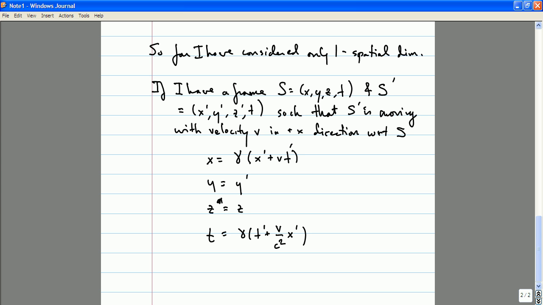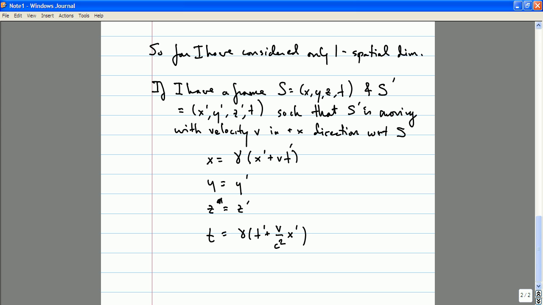Sorry, I dropped a prime there. So in the case where we have a relative velocity between the two frames in the x direction, nothing happens in the y and z directions. We actually saw that already in our discussion of length contraction, in our very first lecture on special relativity, that lengths are contracted only along the direction of motion, not perpendicular to the direction of motion.